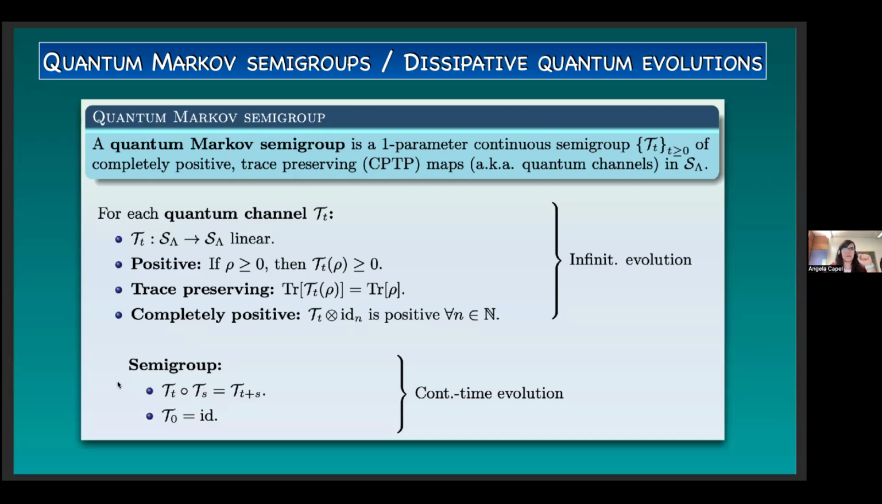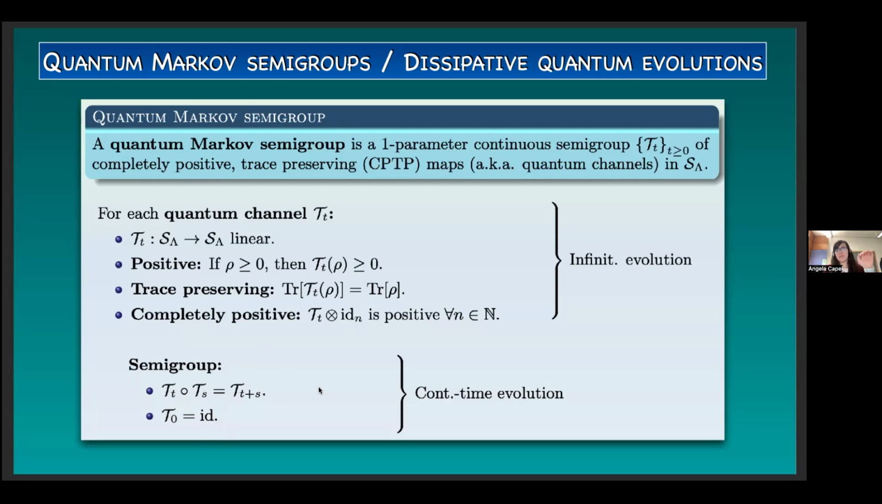And the description with time is given by the semigroup that I was mentioning above. And the semigroup essentially satisfies these two properties that I'm writing here. So first of all, if we consider two maps at instants t and s and we compose them, then we have the map at instant t plus s. And also, if we consider the map at the first instant of time, which is 0, then this is given by the identity.